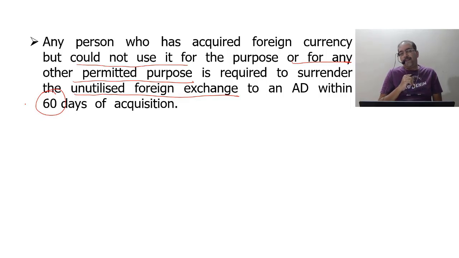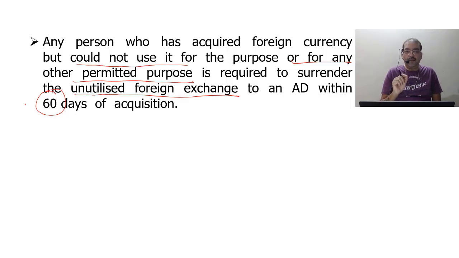Another situation. Suppose I wanted to go to Singapore. So I have taken Singapore dollars with me. I have purchased Singapore dollars. I'm going on vacation, on holiday with family. So I have taken about 5,000 Singapore dollars. I go on the vacation, I spend with my family, and on returning, I find that I have spent only 4,000 Singapore dollars. So 1,000 Singapore dollars is unutilized, unspent.